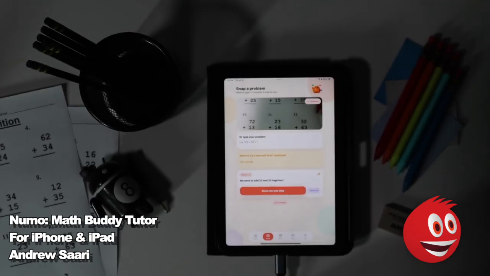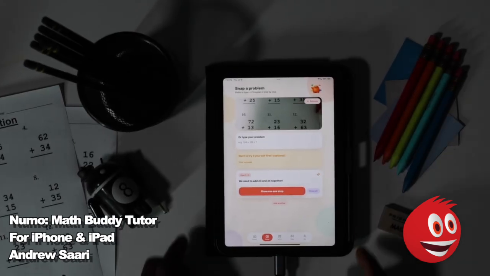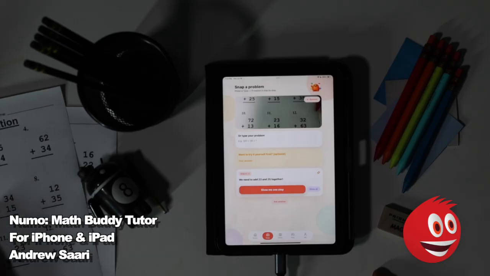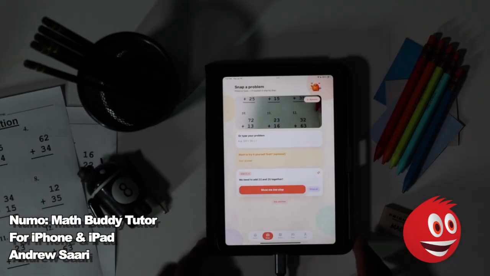All right, that's a bit clearer now. There we go. Okay, it says we need to add 25 and 23 together. So it actually did pick up the second row pretty well. I'm looking at the paper right now. So, show me one step. It walks you through the process, all right?